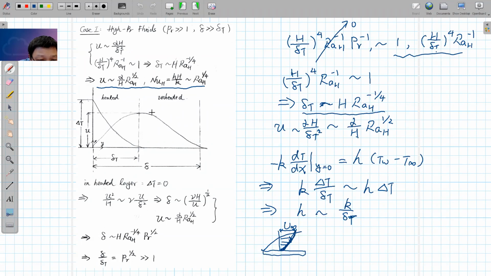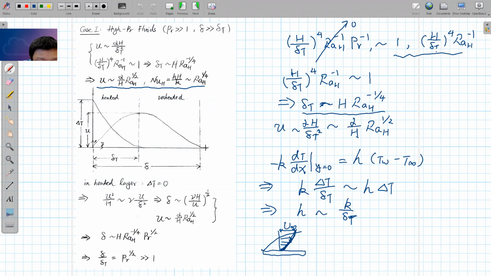And how can it be balanced? Basically, it is balanced in two regions. We can draw it here. Inside the thermal boundary layer, we can call it the heated region. In this region, the buoyancy effect will be balanced with the wall friction. And outside the thermal boundary layer, in this region here, we call it the unheated region for the velocity field, because the velocity boundary layer delta is much larger than the temperature boundary layer.